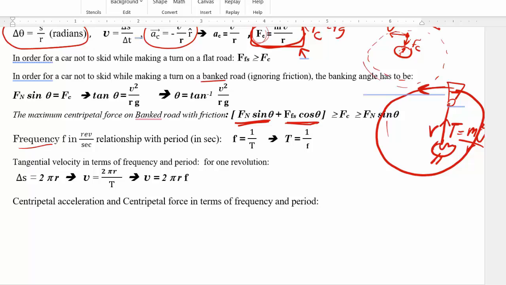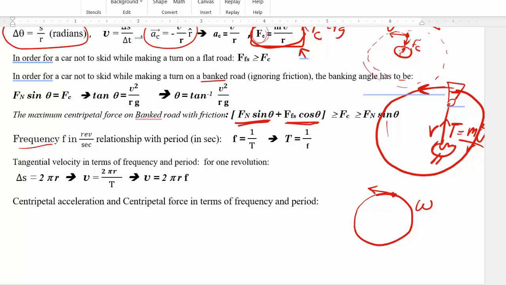Also, we can derive a formula for the tangential velocity in terms of frequency and period. Remember, tangential velocity is the linear velocity for an object moving in a circular motion. When an object is moving in a circular motion, there is omega, which is the angular velocity, and there is v, which is the tangential velocity at any moment.